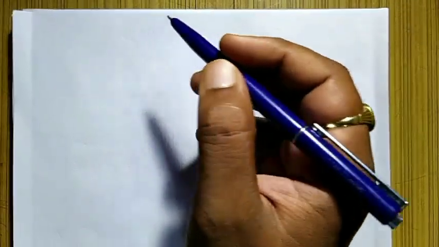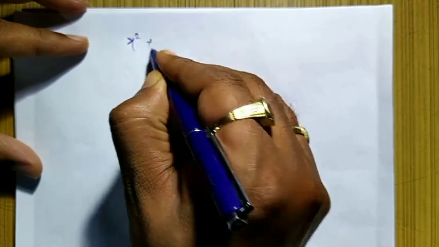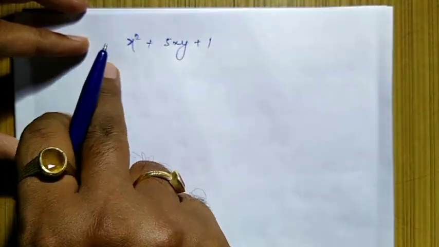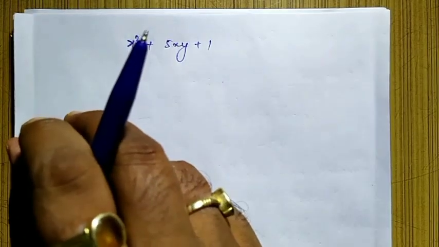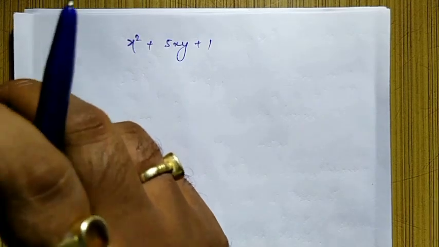Hello everyone, today we will start the explanation of chapter 12, algebraic expression. Okay, so what we already discussed, one quick revision. Suppose x square plus 5xy plus 1 is given. This is called what? Algebraic expression. Algebraic expression is the combination of constants and variables.